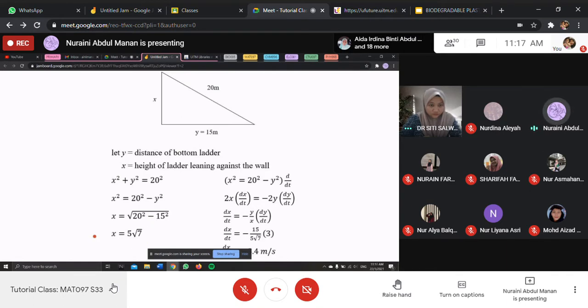So we're gonna get x equal to 5 square root of 7, and we're gonna use the same formula, but then we're gonna differentiate it with respect to t, and we're gonna get 2x dx over dt equal to negative 2y dy over dt. And to get dx over dt, we just have to divide both sides with 2x, and we're gonna get negative y over x dy over dt. Since we already know all the values for the given unknown, we just have to substitute in the digits, and we're gonna get negative 3.4 meter per second. The negative signs indicates that the x is decreasing. Boleh?